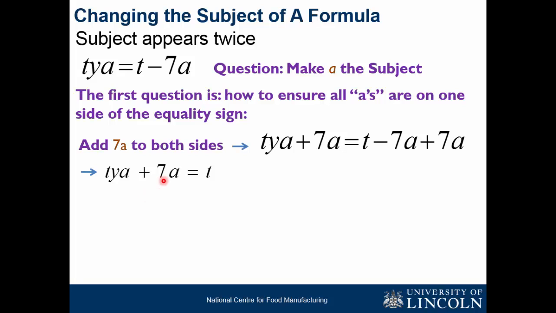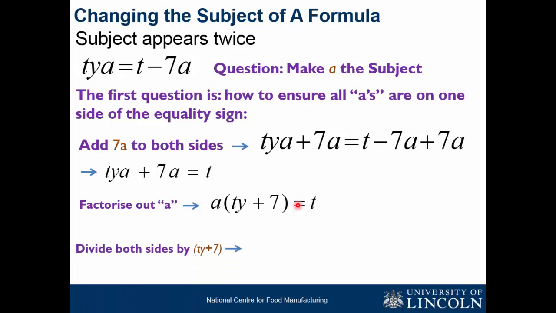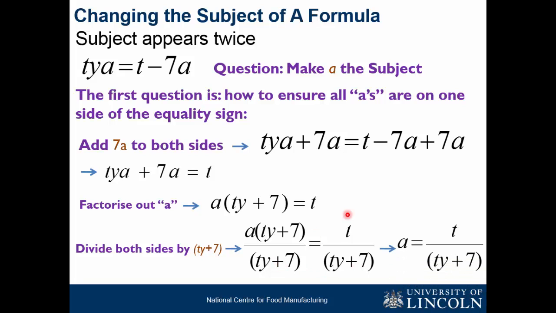So all we now need to do is to factor out a, bring a out. When you factor out a, you'll be left with a times (t plus 7) equals t. So what we now need to do is to divide both sides by t plus 7. When you divide both sides by t plus 7 here, t plus 7 is also here, so it is going to cancel. When this cancels out, we are left with a equals t divided by t plus 7. So our a now is the subject of the formula. We started with this, and now we have a as the subject of the formula.